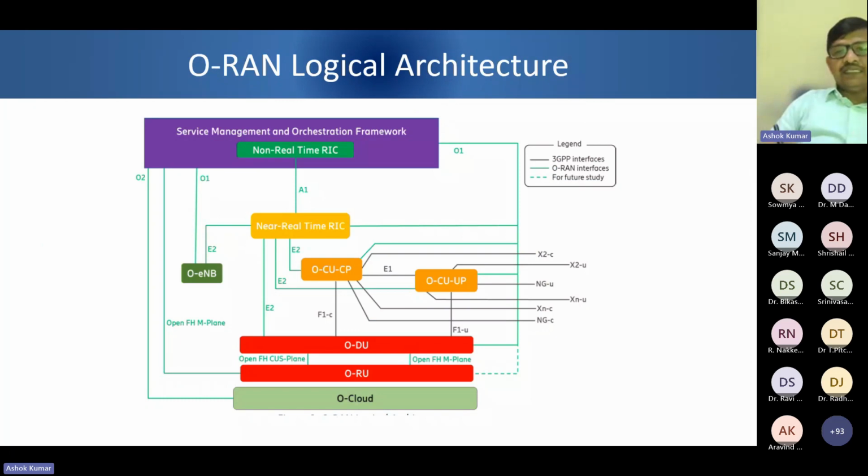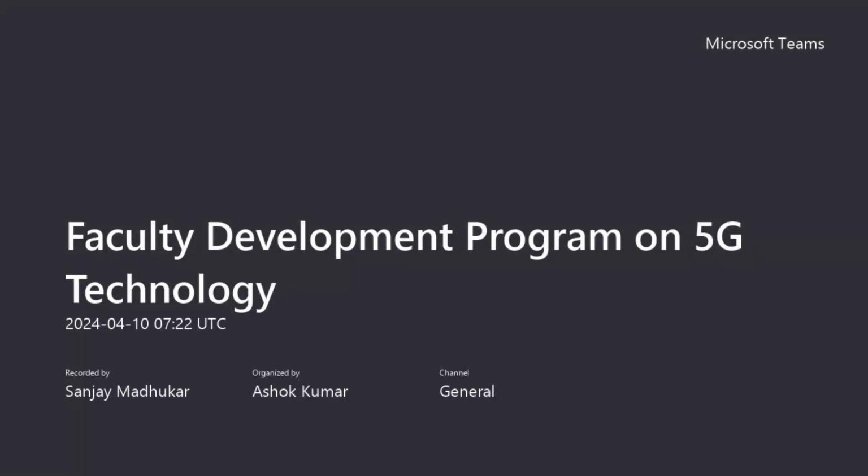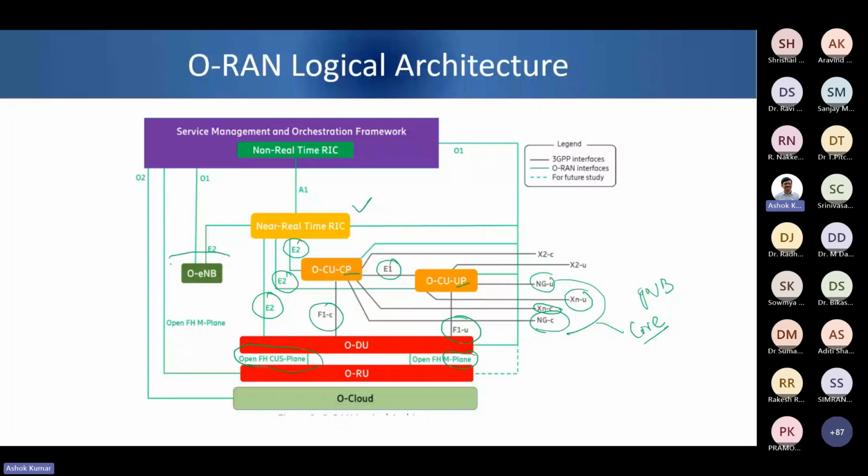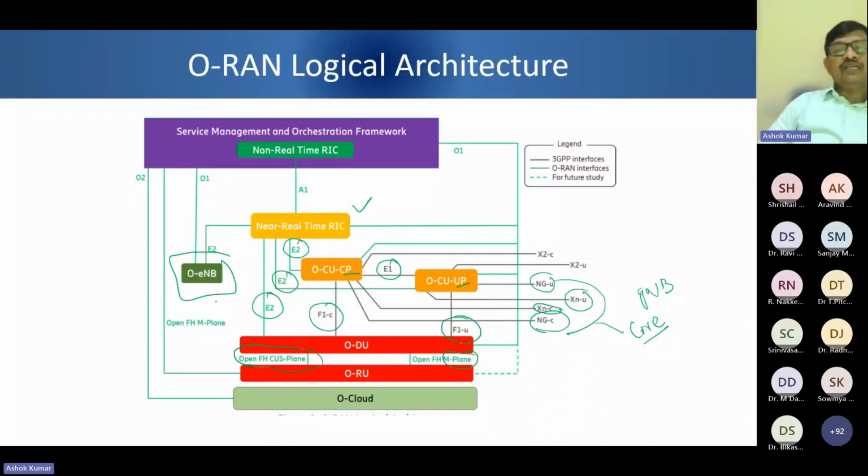Okay, in more detail, the logical architecture. The 3GPP interfaces, and the rest of the interfaces relate to 4G. If you have open RAN 4G, I'm not covering that here. So this is the logical architecture of 4G.